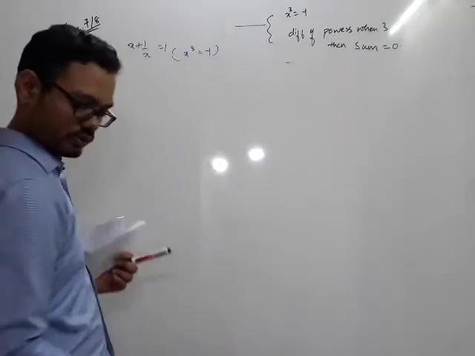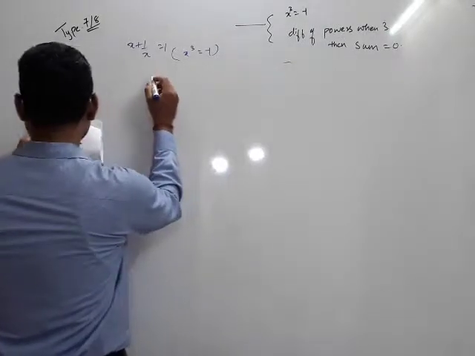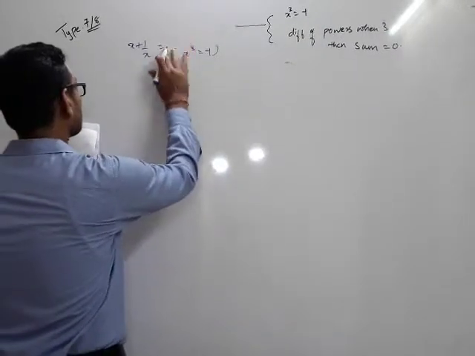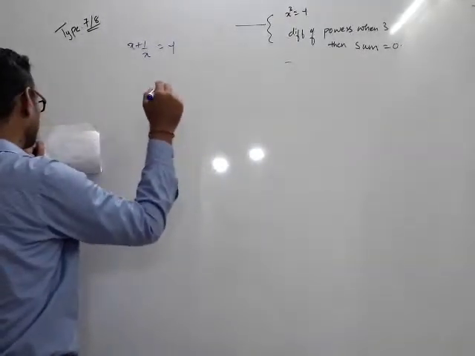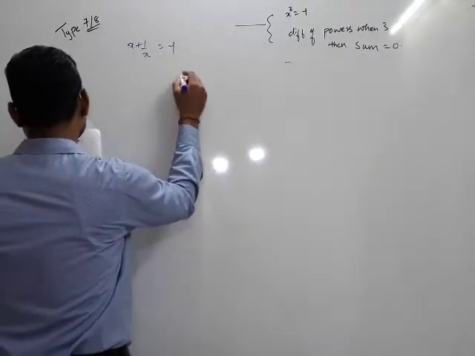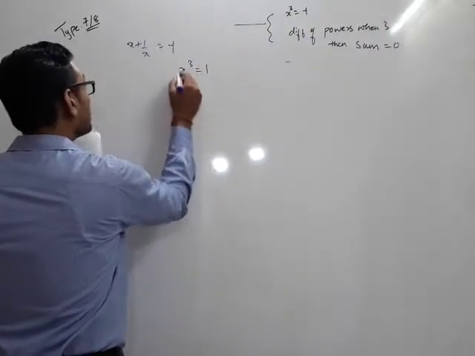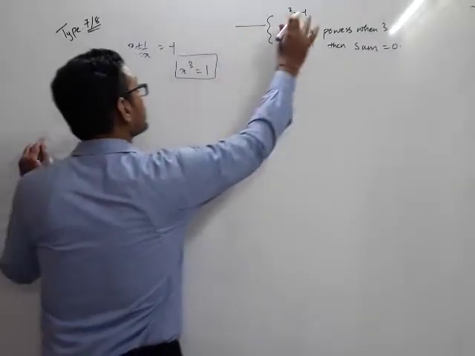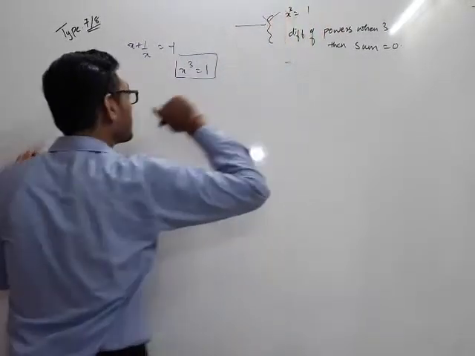Okay, so it's now minus 1. X plus 1 by x is nothing else but minus 1 this time. When it is minus 1, I told you that x cube will be equal to 1. This is the first conclusion: x cube is equal to 1. This is the first conclusion that we have to take.